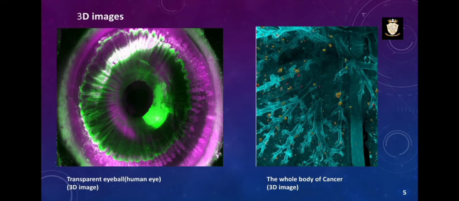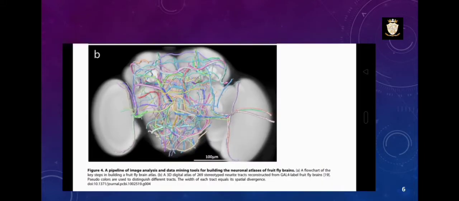Here are some examples of 3D images. First one is a transparent eyeball 3D image, the second one is a whole body of cancer 3D image, and the third one is a fruit fly brain 3D image.